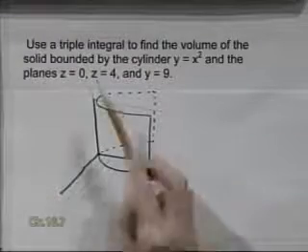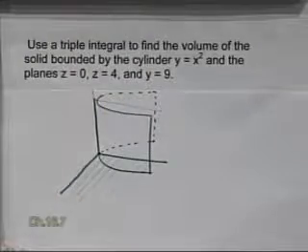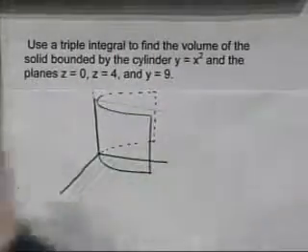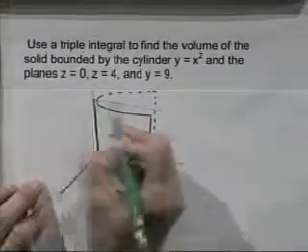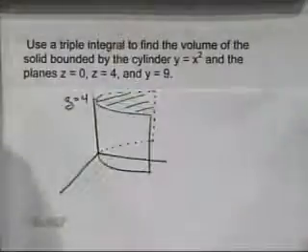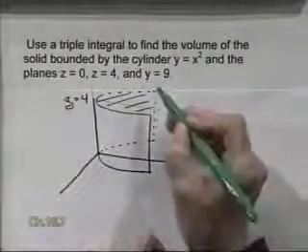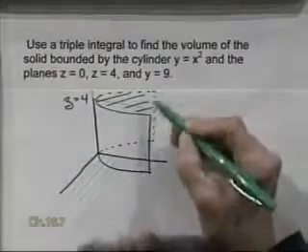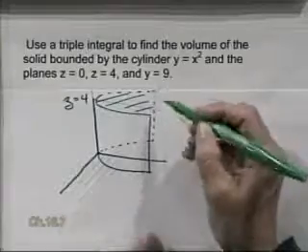Now, z equals 4. What's z equals 4? It's a plane parallel to the xy plane. Why don't I make this be z equals 4 right here? Right, because it's cutting it off. Are you with me? It's cutting them off. And what's y equals 9? Well, y equals 9, I come down here.